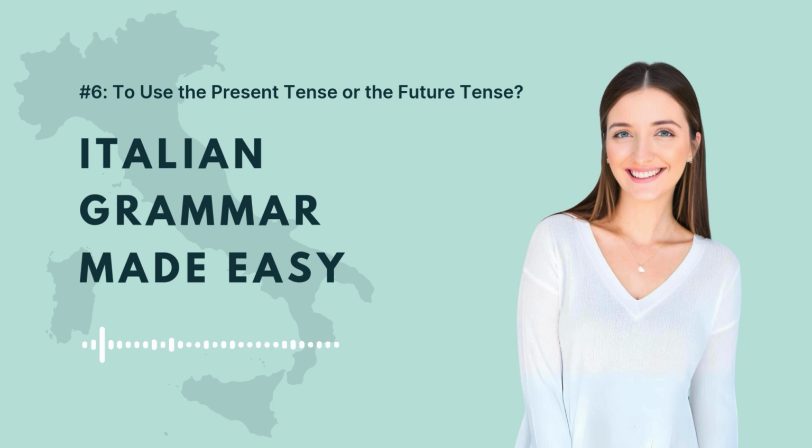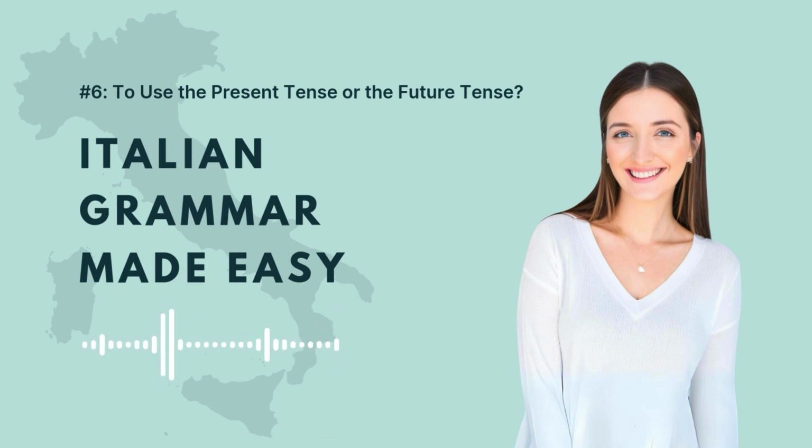Another example, non andrò mai in barca. I will never go on a boat. I'm saying in the future, I will never do this. Right? Long duration. Never. Mai. So I use the future tense.